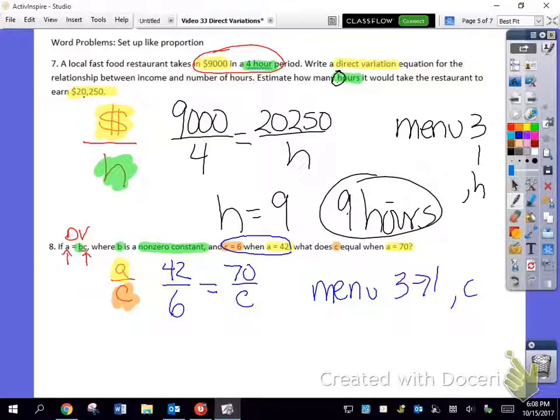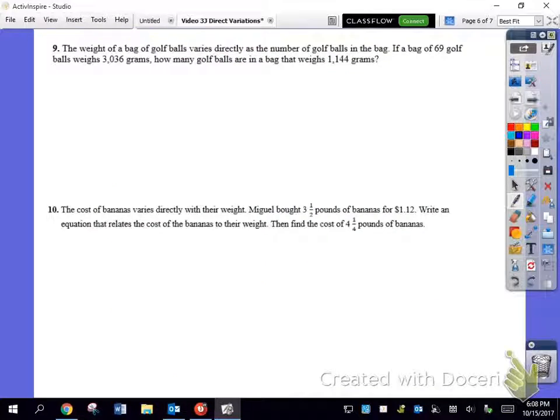And when you do that, you should get C equals 10. So you can pause the video and do that in class and we'll see if you get that. Number 9, the weight of a bag of golf balls varies directly. Anytime you see varies directly, you know you're going to set it up. I'm comparing weight to the number of golf balls.